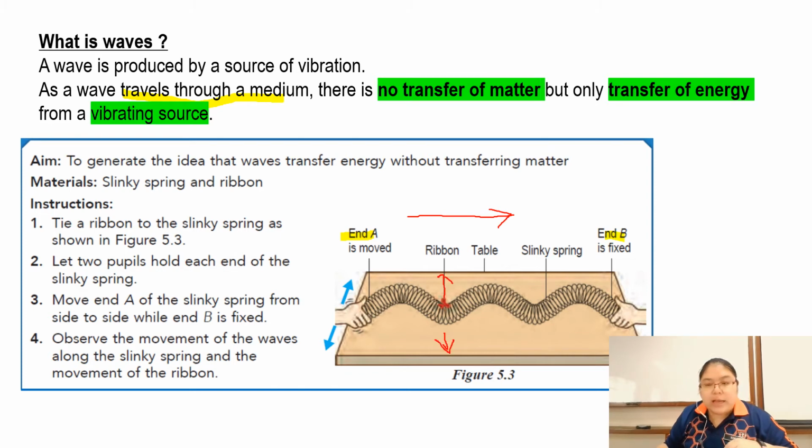The ribbon cannot move along. The ribbon stands for the object, that's the medium. They never transfer the matter. The direction here stands for the direction in which the energy is transferred. So this is one way to explain what a wave is. The wave just transfers energy, and never transfers matter.